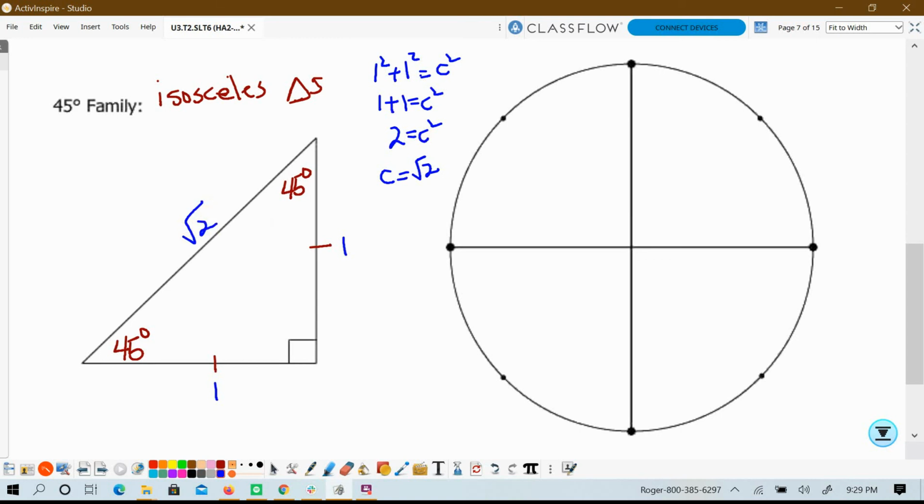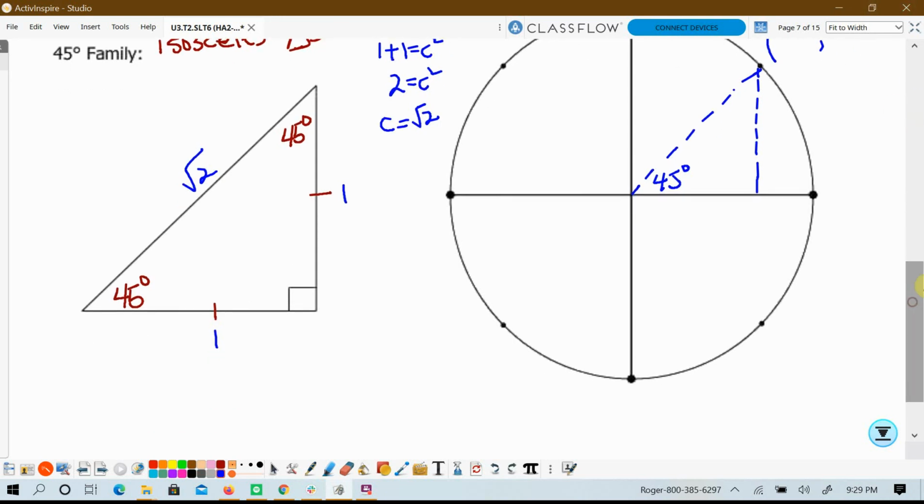Okay, now that we have that, here's our goal for this image. For the 45-degree angle, I want the coordinates there. Notice we're still in quadrant 1 of the unit circle. So again, we're going to find the cosine of 45 degrees, and we're going to find the sine of 45 degrees.